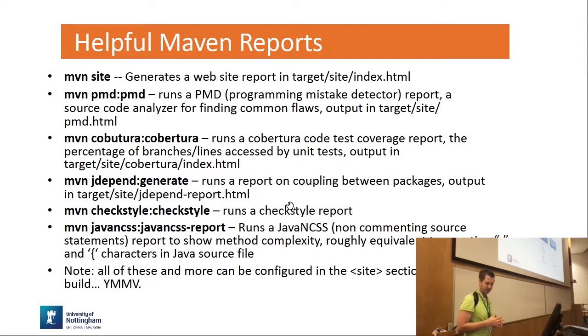Okay, there are other reporting options, very advanced options, right? This is a funny one, looking at the complexity of your code. Non-commenting source statements show a method complexity roughly equivalent to counting the number of semicolons and open brackets in a source file. So lots of different features there. We won't be getting deeply into the features.